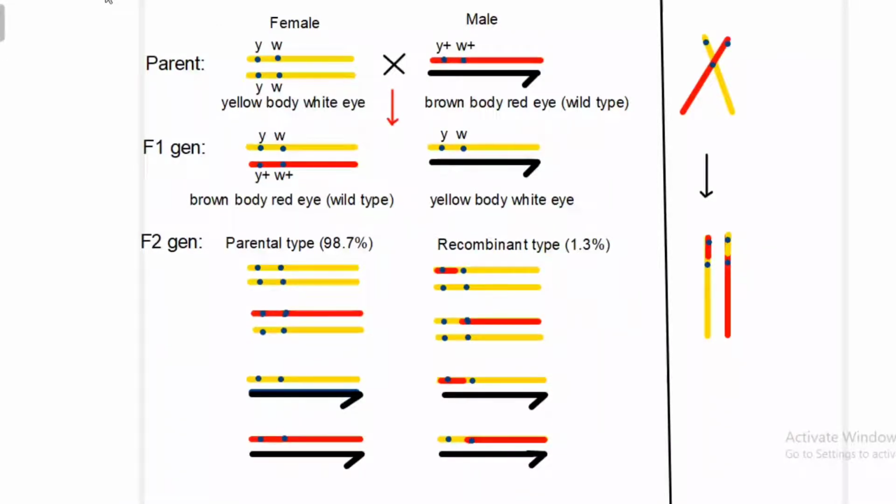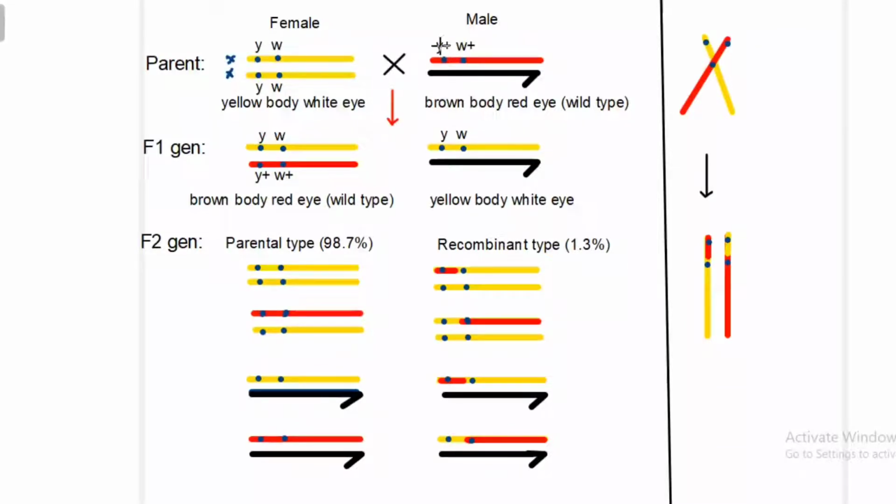Coming to the dihybrid cross made by T.H. Morgan. He took the female containing yellow body and white eye. So y and w, and these two are on the X chromosomes of the female, because he took only the characters which are present on the X chromosome only. This yellow body trait and the white eye trait are both present on the X chromosome. He knew that these characters are on the X chromosome.